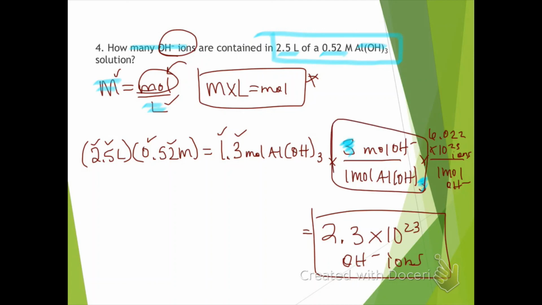Okay, so there's a little bit of mole conversions using that molarity and these little mole ratios from the chemical formulas. So you'll get some more practice over the next few days, but let us know if you have any questions.